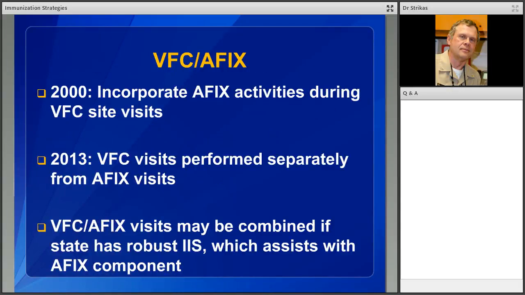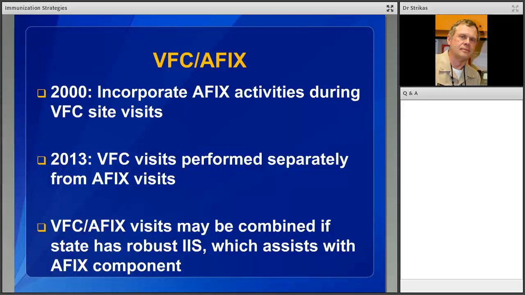Private providers now vaccinate nearly 80% of children in the United States. Many of these providers participate in the Vaccines for Children, or VFC, program, a federal program whereby funding is provided for state and other immunization programs to purchase vaccines and make them available at no cost to children who meet income eligibility requirements. CDC launched an initiative in the year 2000 to link some AFIX and VFC activities and incorporate AFIX activities during VFC provider site visits in an attempt to avoid duplication of staff time and effort.